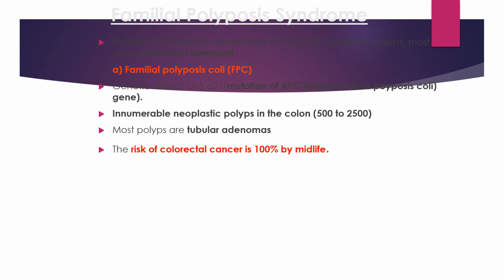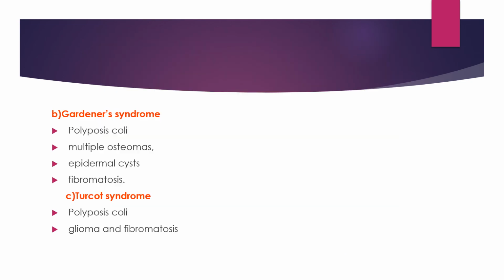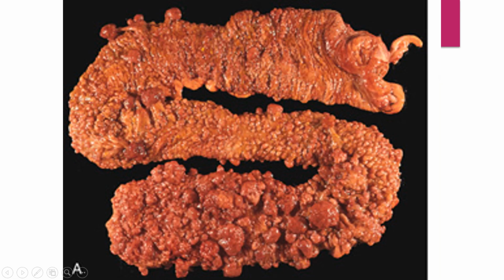Colorectal adenocarcinoma is there in almost 100% of untreated familial adenomatous polyposis patients, occurring before age 30 and nearly always by age 50. Second is Gardner syndrome, in which polyposis coli, multiple osteomas, epidermal cysts, and fibromatosis are present. Turcot syndrome consists of polyposis coli, gliomas, and fibromatosis.